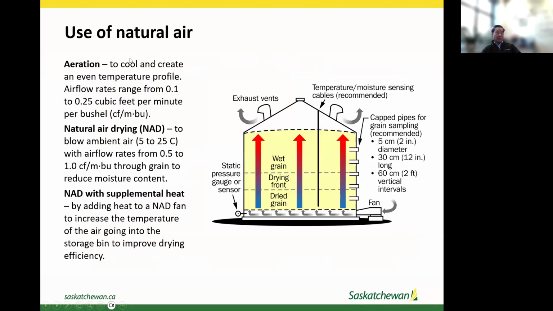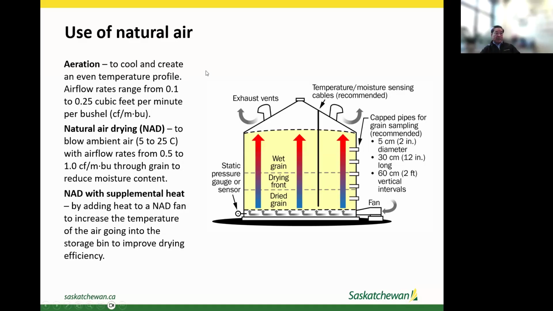Now let's switch to the use of natural air for grain bins. Normally there are three uses. One is aeration, which is used to cool and create an even temperature profile within your storage bin. The airflow rate for this purpose ranges from 0.1 to 0.25 cubic feet per minute per bushel.